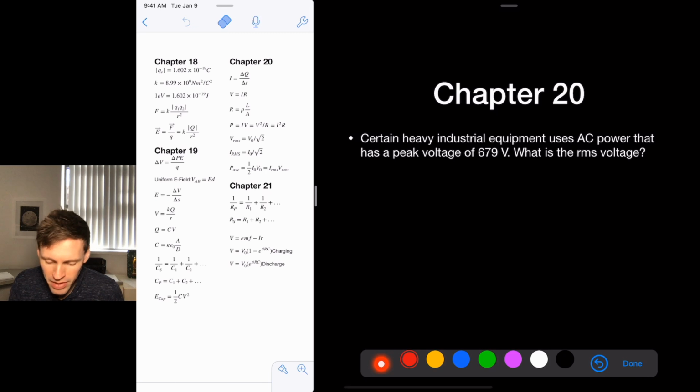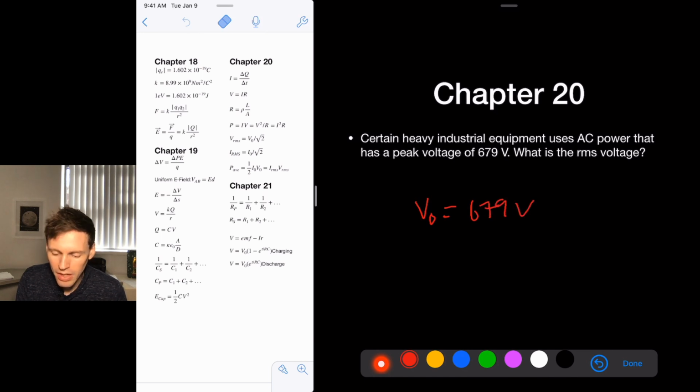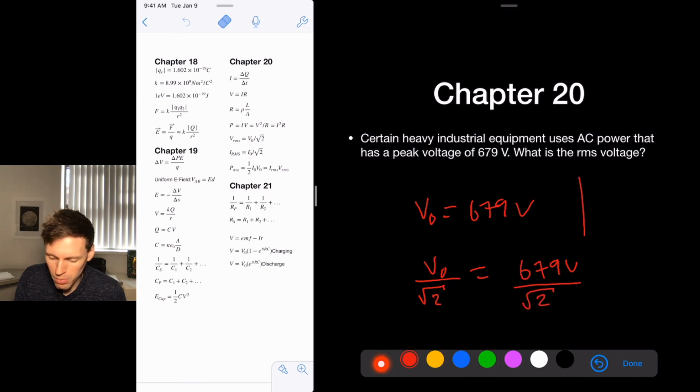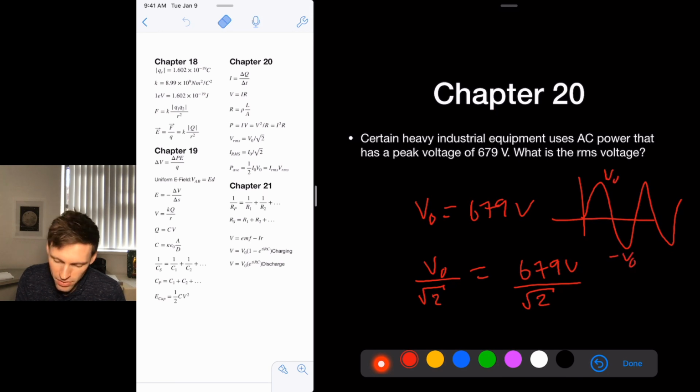We've got heavy industrial equipment using AC power that has a peak voltage V0 of 679 volts. The RMS voltage, we remember, is less than the peak voltage. So we're going to take V0 and divide by the square root of 2, and if we do that, we're going to get our RMS value. So it'll be 679 volts divided by the square root of 2. Remember, our voltage is going from peak to minus peak, and then the average is somewhere in there.